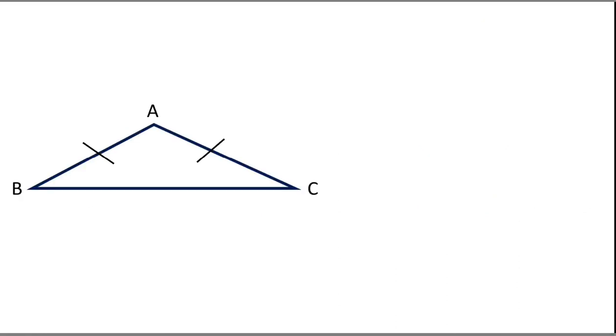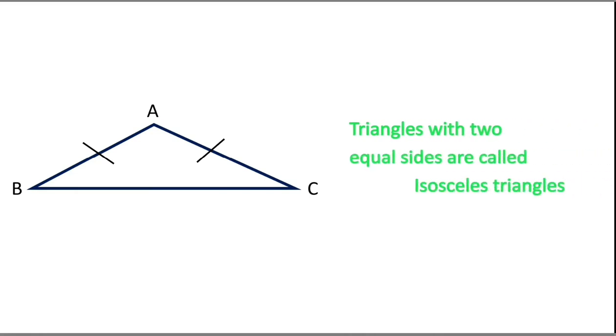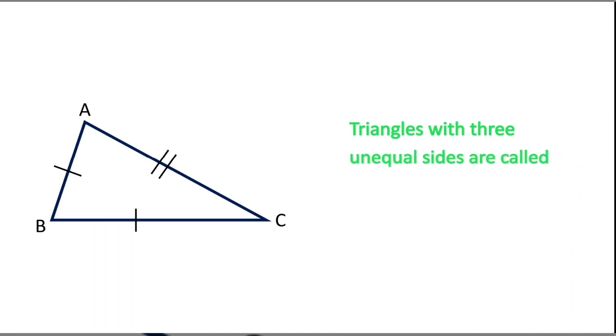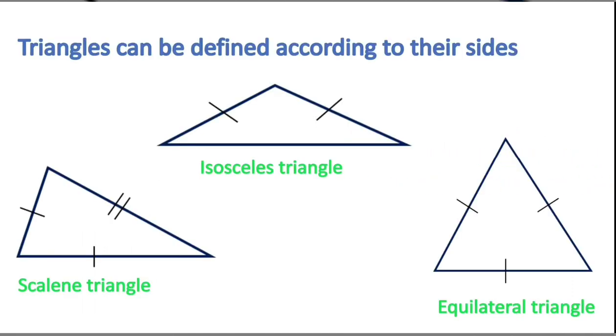Triangles with 2 equal sides are called isosceles triangles. This means side AB is equal to side AC in length. Triangles with 3 unequal sides are called scalene triangles. So we defined triangles according to their sides.